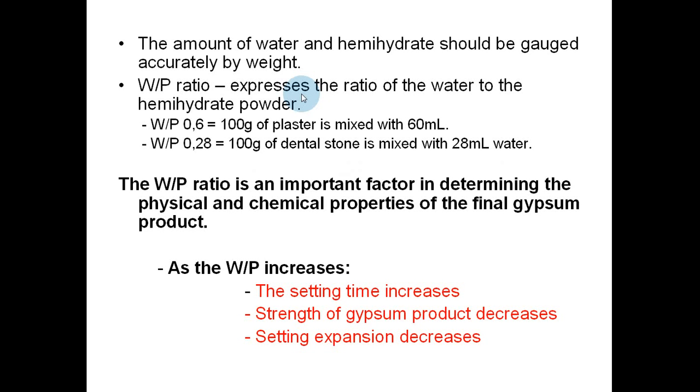The water to powder ratio is an important factor in determining the physical and chemical properties of the final gypsum product. As the water to plaster ratio increases, the setting time also increases, the strength of the gypsum product decreases, and the setting expansion decreases.